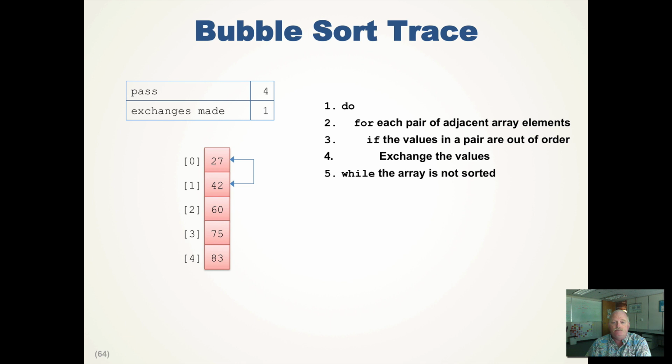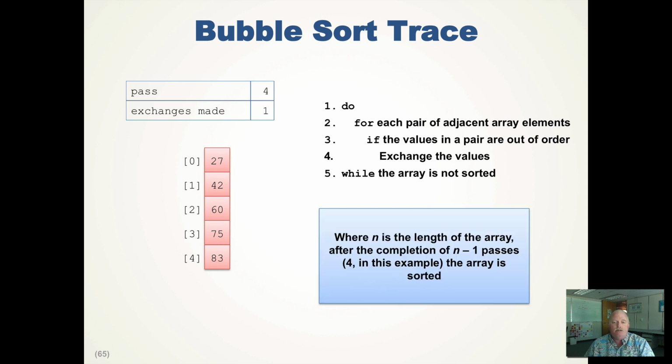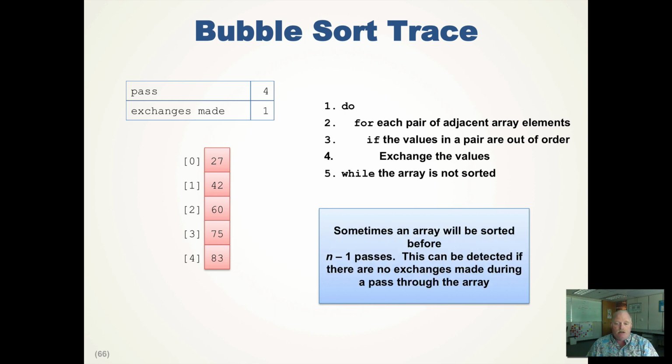The array is now sorted, and we've done n-1 passes. So we have 4 passes. We know that when we've done n-1 passes, the array will be guaranteed to be sorted. However, sometimes the array can be sorted before we do n-1 passes, and it's easy to detect that. If the array is sorted, we haven't done any exchanges of the values, and once we have no exchanges, we know that the array is sorted. So if you try a bubble sort on a sorted array, you'll have no exchanges and you only need to do 1 pass.